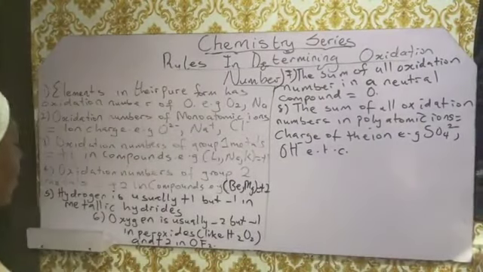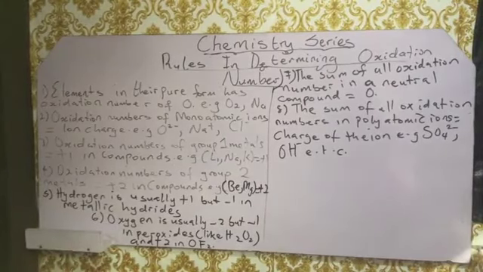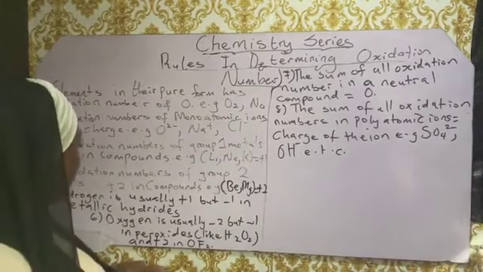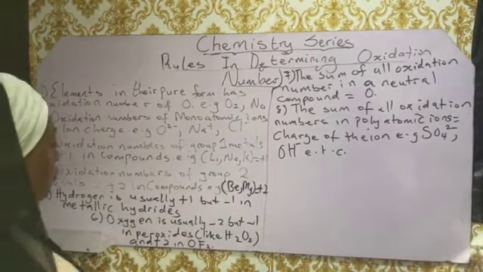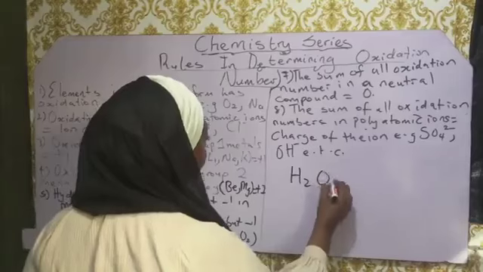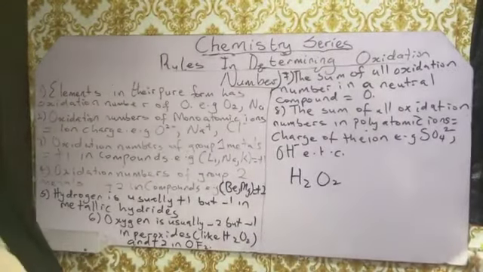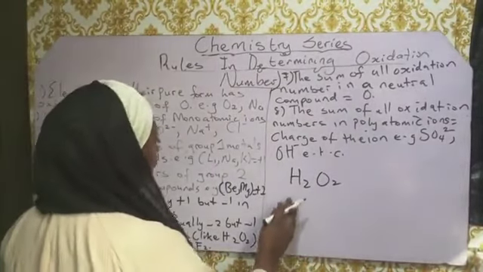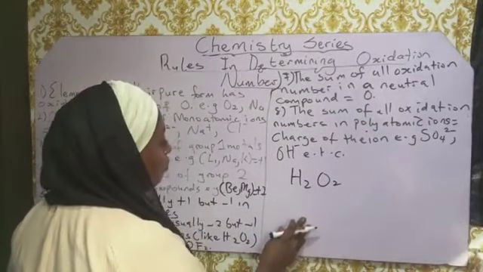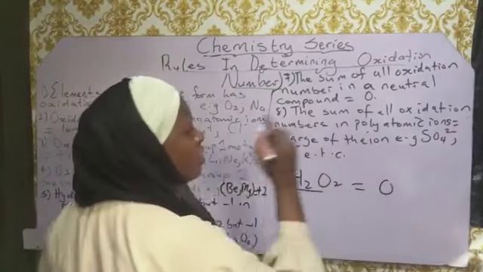The next rule states that oxygen is usually -2, but -1 in peroxide, like hydrogen peroxide, and +2 in OF2. Let's see what we have here. In hydrogen peroxide, remember we said the oxidation number of hydrogen is always +1. So let's assume we don't know that of oxygen, and this is a neutral compound, that is, the sum will be equal to 0.